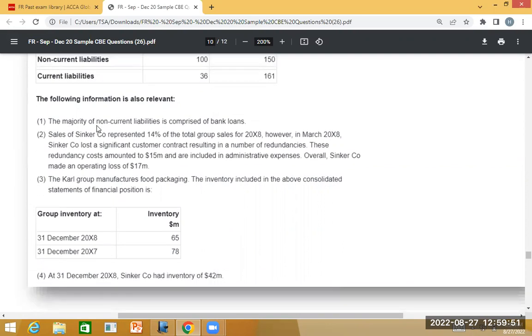However, in March 2008, Sinker lost a significant customer contract, resulting in a number of redundancies. So there are two aspects that you need to know. First, the Sinker has lost one of its major customers. That means the 14% sales of the group should decline because the company has lost its major customer, number one. The second information is resulting in a number of redundancies. So whenever we make our employees redundant, we need to make redundancy payments. So we need to make a provision for the redundancy according to IAS 37.